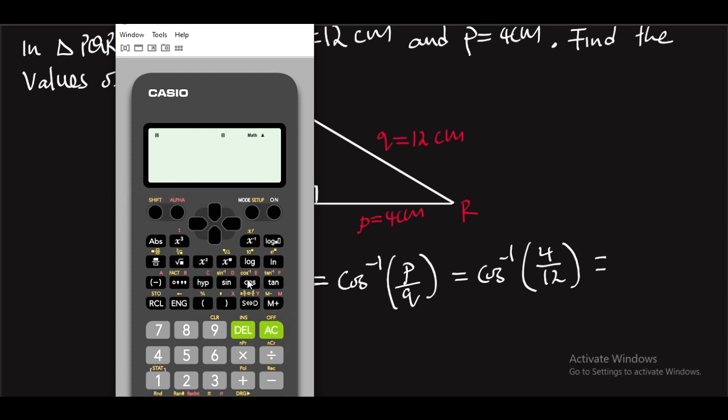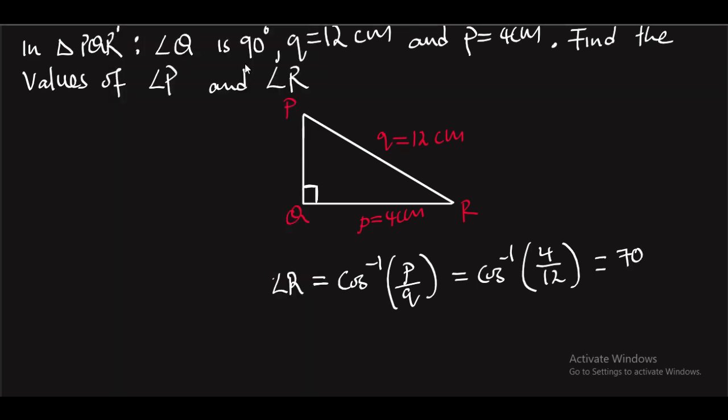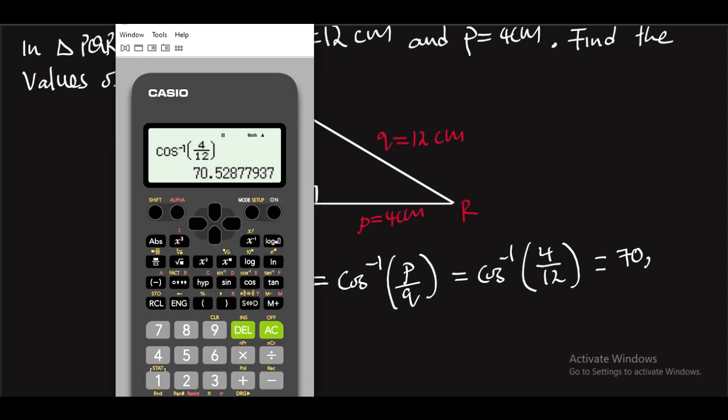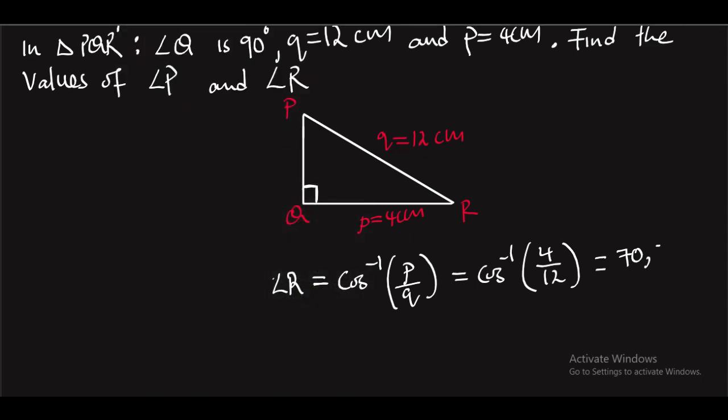So the shift in cos, 4 divided by 12. Okay, so it says the answer is 70.52, I think, yes. Oh, 0.53. So round off your answers to 2 decimal places, 0.53, and then there it is. There we have 70.53 degrees.